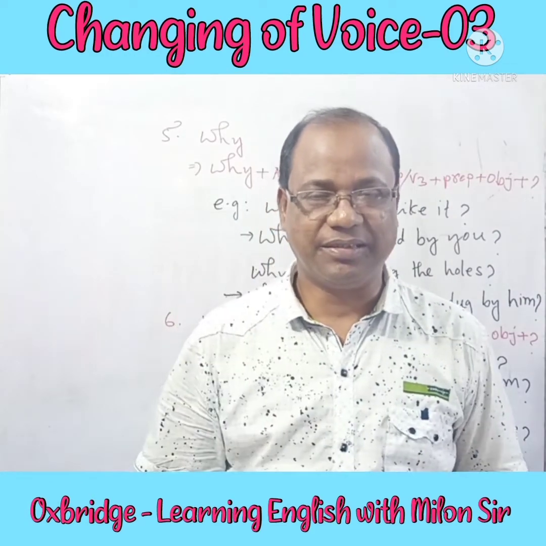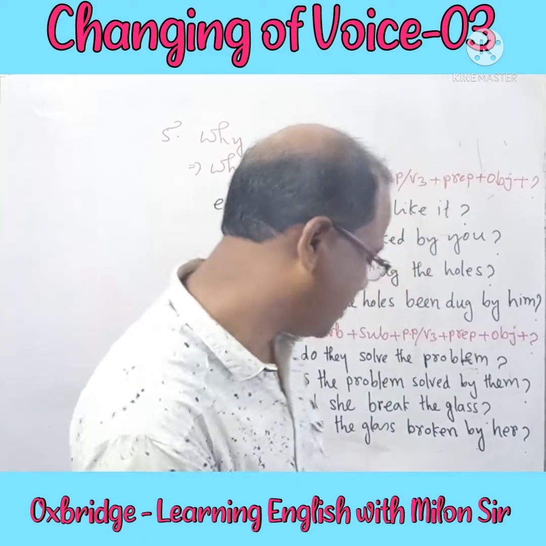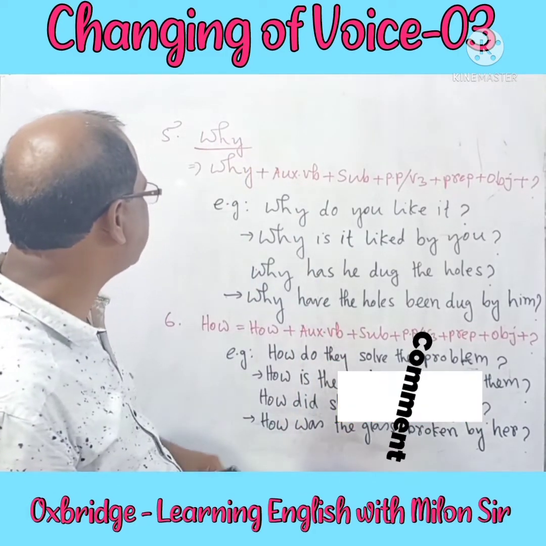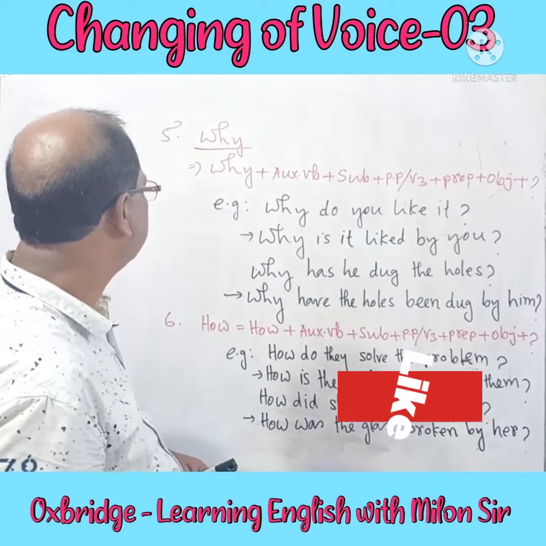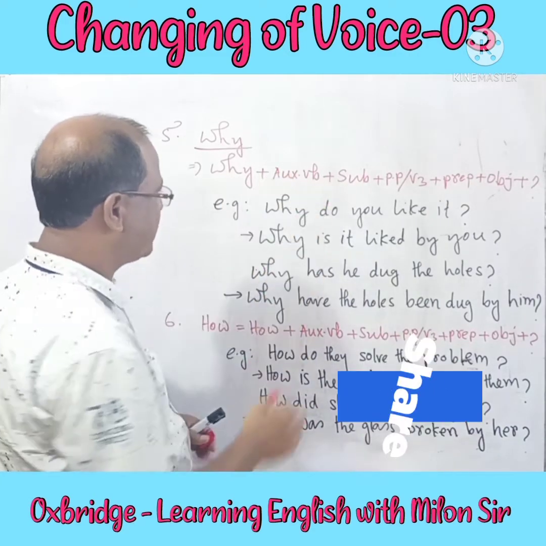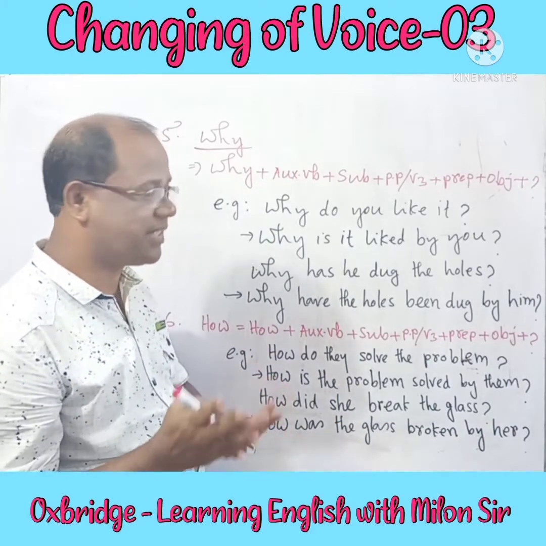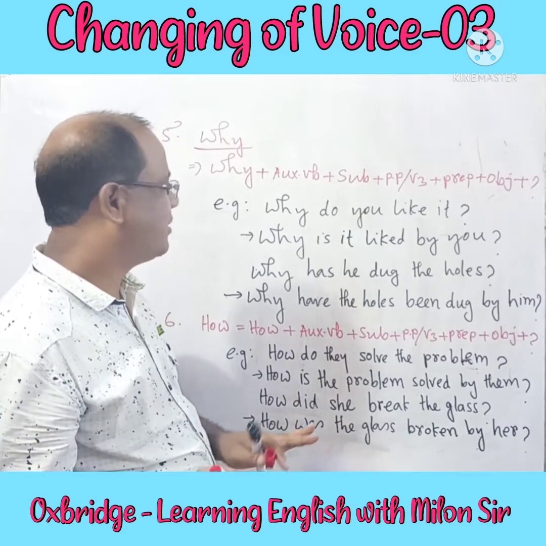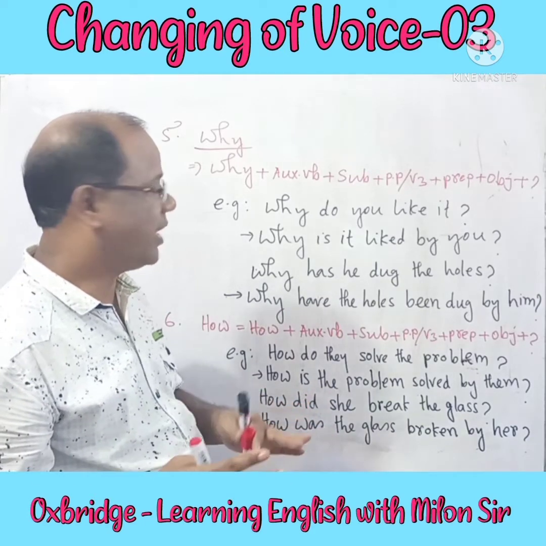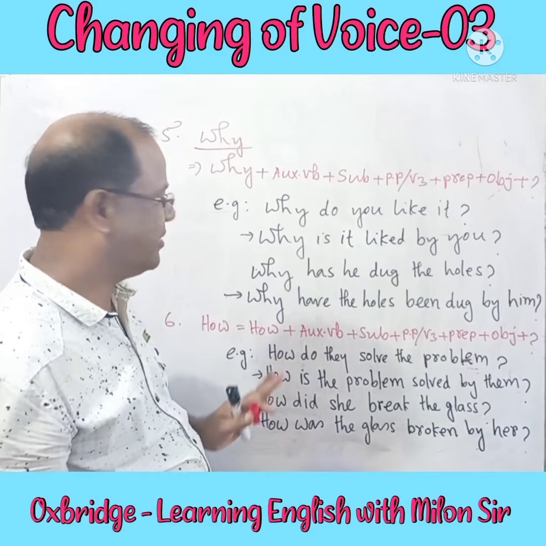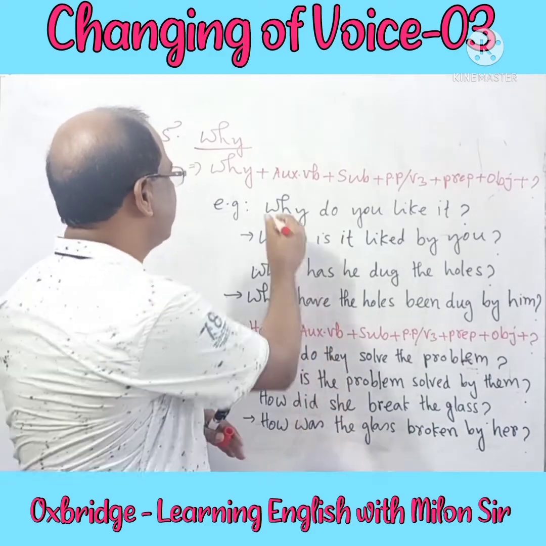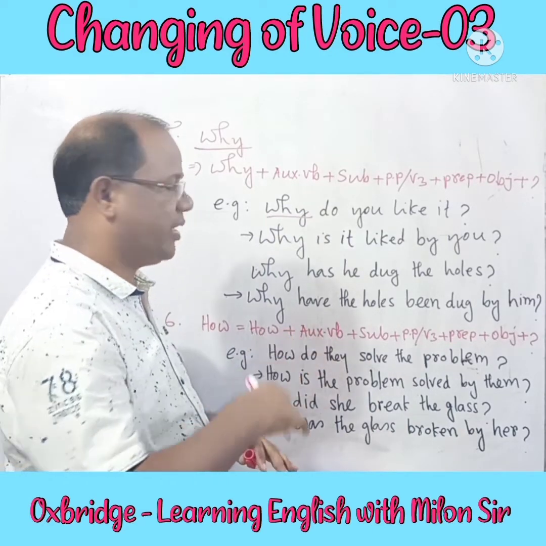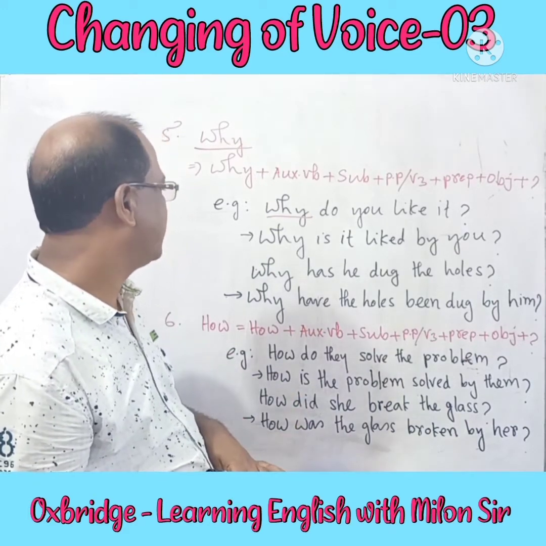So the next one, that is number 5. Here you can see on the board, number 5, that is the use of why in an interrogative sentence. Here is the structure: why plus auxiliary verb, then subject, then past participle form of the verb, that is verb 3, then preposition, then object of the subject, then question mark. This is the structure that we have to follow for this sentence. If the sentence begins with the relative adverb why, we know that why indicates reasons or cause.